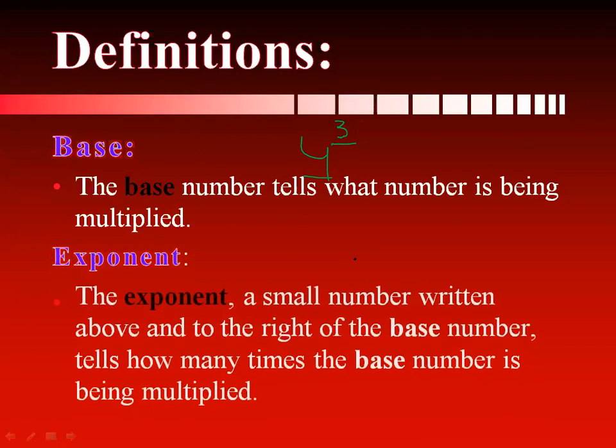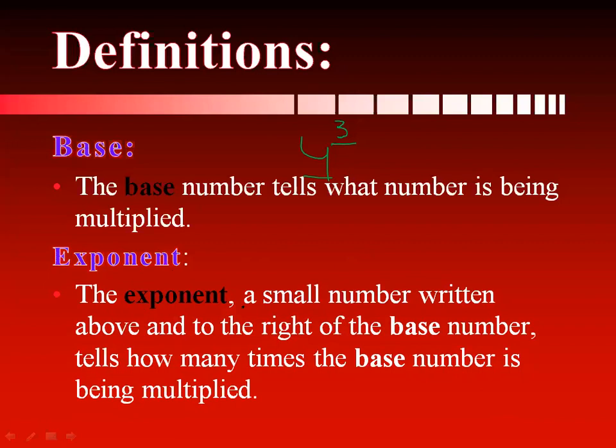So that will be the exponent. What is the exponent? The exponent is a small number written above and to the right of the base number. It must be written on the right side, not on the left side. Your base here is 4. It tells how many times the base number is being multiplied.